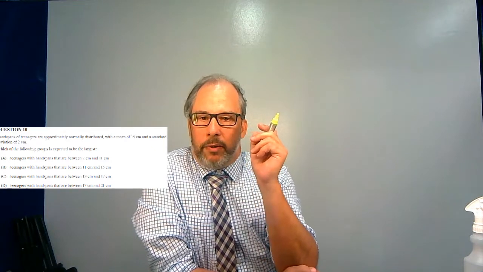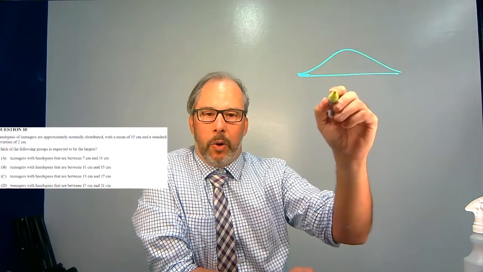Okay, question 10, the last one in the multiple choice section. Question 10, we've got the hand spans of teenagers approximately normally distributed with a mean of 15 and a standard deviation of 2. Which of the following groups is expected to be the largest? So if we look at the answers there, A is between 7 and 11.